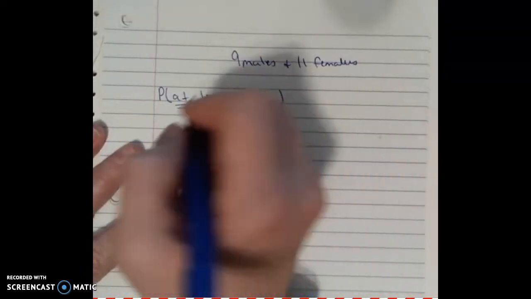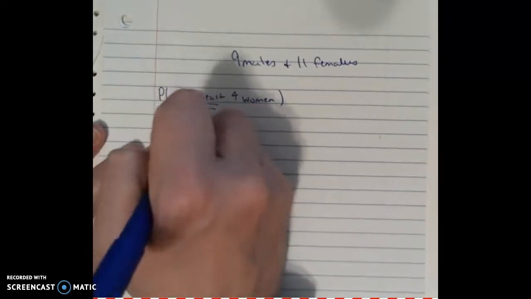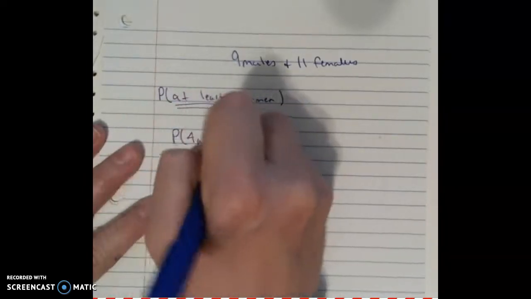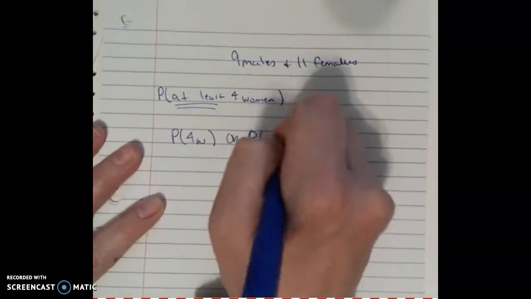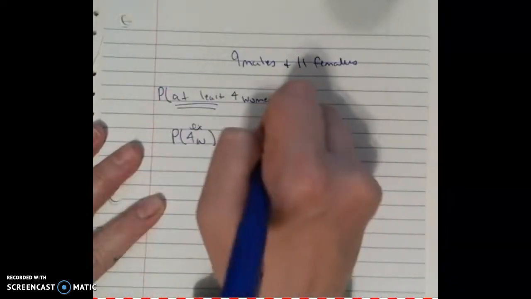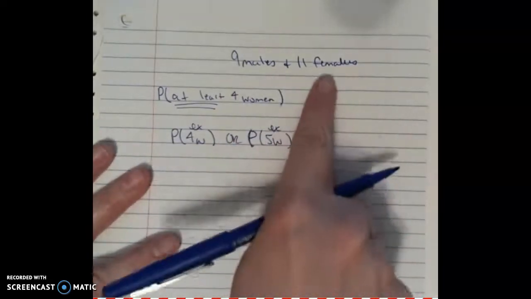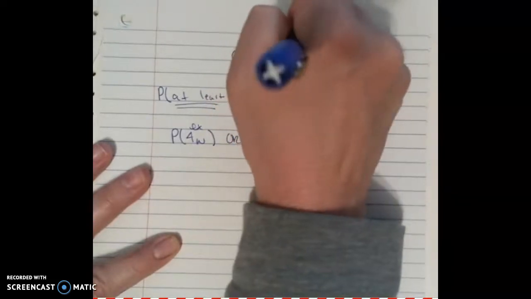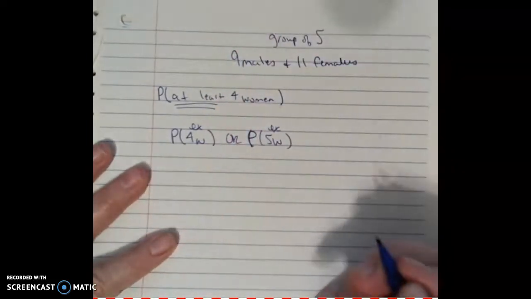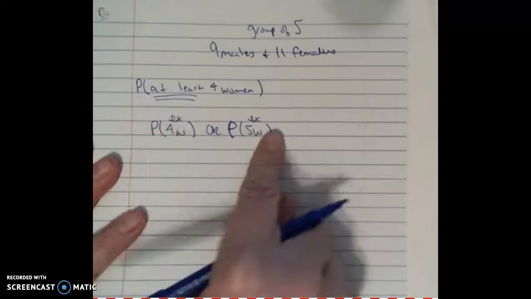And I want the probability of at least 4 women. So probability of 4 women, or I want the probability of 5 women. And again, this is exactly 4, exactly 5. Some of you might be like, but you could do 6, 7, 8, 9. Yeah, but remember, it's a group of 5. I'm only picking 5, okay? So I'm stuck with that.